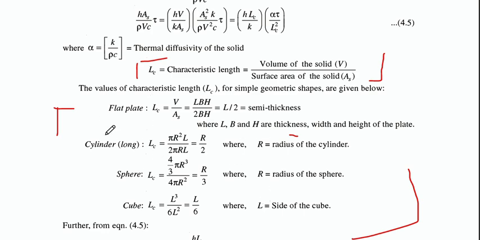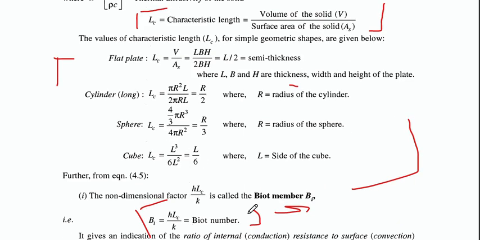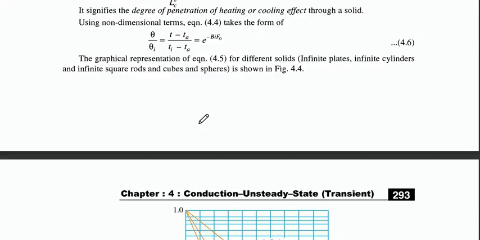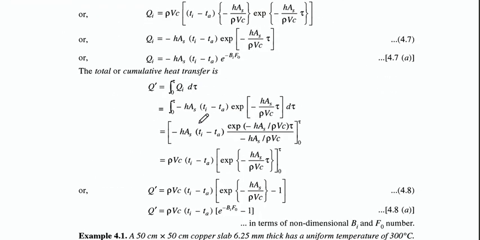So you have to find the characteristic length, which means you have to find the Biot number. Only if the Biot number is less than 0.1 can you use the law of Newtonian heating or cooling, meaning you apply the basic equation. So we have to find the characteristic length. This is the equation for characteristic length for different geometries. That's all about lumped analysis.